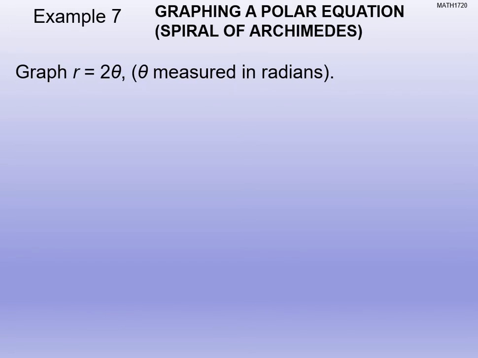Okay, so we want to graph r equals 2 theta, just 2 theta alone. This is called the spiral of Archimedes. Another cool thing, side note: you should check out what an Archimedes cup is. I would Google that and see what an Archimedes cup is. Pretty cool little thing here.